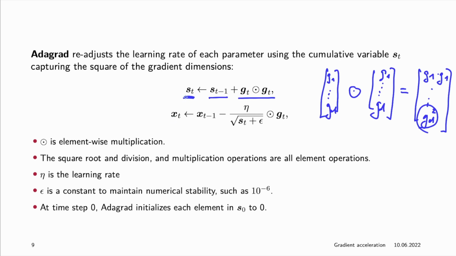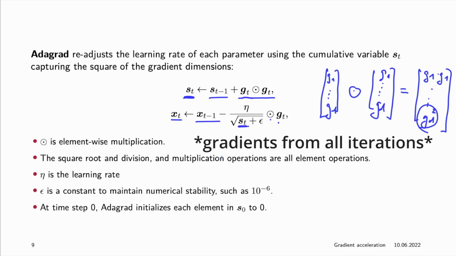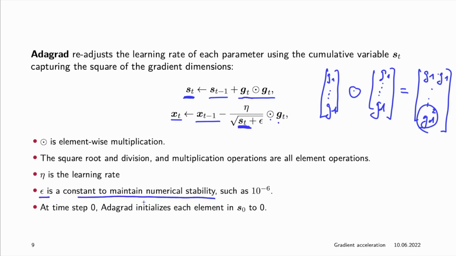And given this cumulative variable st, we are reweighting the gradient in each update. So xt is updated as the previous point, x_{t-1}, minus eta, the learning rate, divided by the square root of st, this aggregate variable, plus epsilon, again, the pointwise product of this times the gradient. Now this is a slight abuse of notation because we are applying a pointwise operation to a vector, which means that we are applying it to each element. As a result of this, we are essentially dividing each element of gt by something that is close to the square root of the sum of squares of all the gradients. Epsilon here is a constant that maintains numerical stability, so it's just a very small number. And at time step 0, we would initialize s0 to 0.